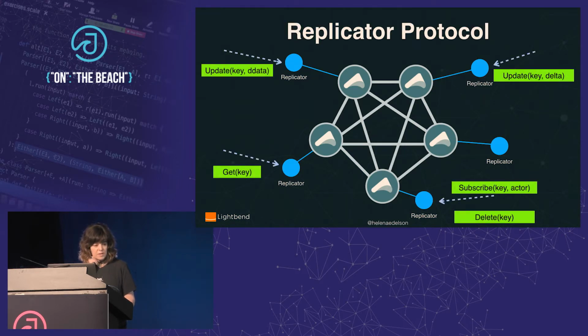So the API is pretty simple. It's just an update, where everything is routed by a unique key. And so there's an update with the distributed data or with the delta, depending on the type. You can do reads, you can subscribe, and you can delete.